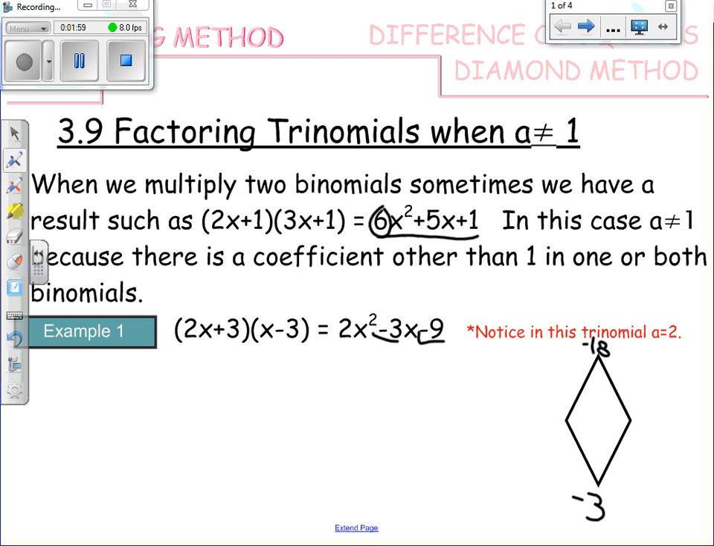And what numbers go on the sides to get -18? Because it's -9 times 2. It's A times C. Before this, we only ever really put the C value, right? We called it A times C, but A was always 1. So it's just the C.